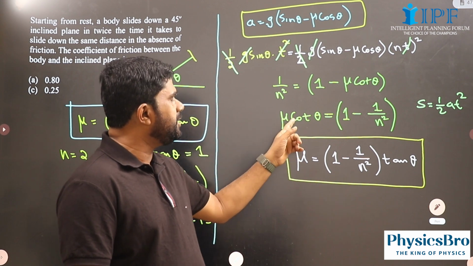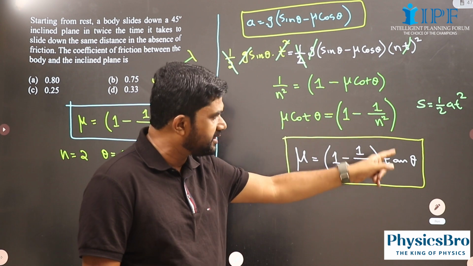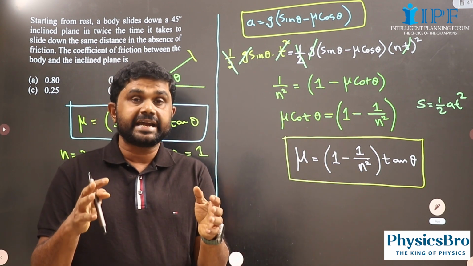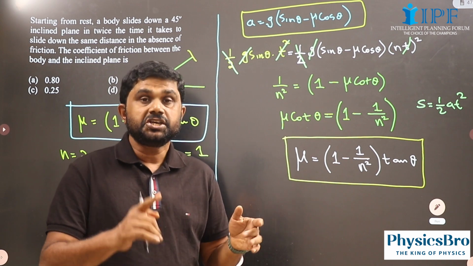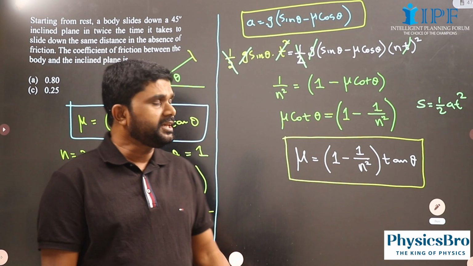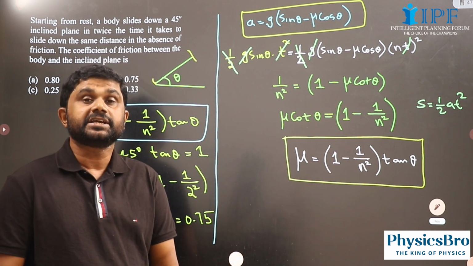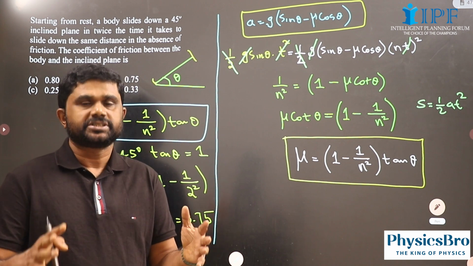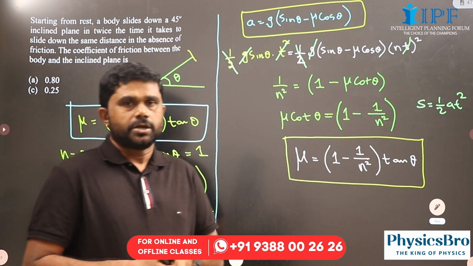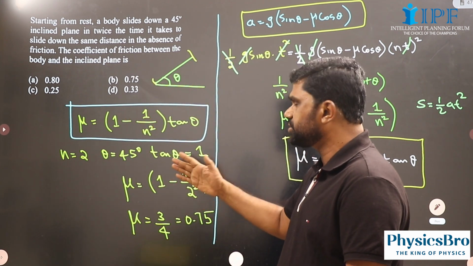Now mu will be, we have to take this cot theta to the right, so it will become 1 by cot theta, and it is equal to tan theta. So if the time taken by the body to slide down a rough incline is n times that required in the absence of friction, then the coefficient of friction is (1 minus 1 by n square) times tan theta. Usually theta will be 45 degrees, and tan 45 is 1. So you will get mu equal to 1 minus 1 by n square.